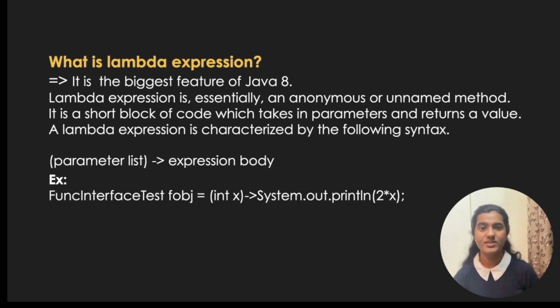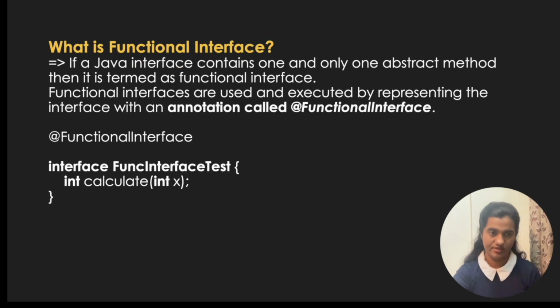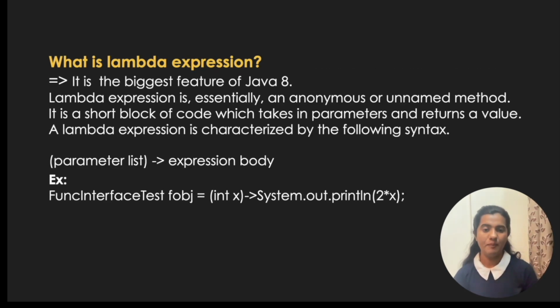Next is, what is a Lambda expression? It is the biggest feature of Java 8. A Lambda expression is nothing but an anonymous or unnamed method. It is a short block of code which takes a parameter and returns a value. It is characterized in the following manner. Here we pass a parameter list, then the forward arrow operator, then provide an expression. In the previous slide, we discussed a functional interface. Here, I have written a Lambda expression. Using that, I provide implementation to that functional interface.